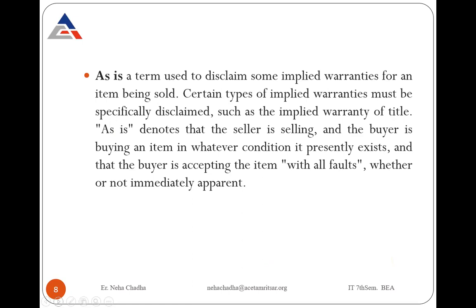Now comes the term as-is and to-be. As-is is your existing system, the system which is working right now. As-is is a term used to disclaim some implied warranties for an item being sold. Certain types of implied warranties must be specifically disclaimed, such as the implied warranty of title. As-is denotes that the seller is selling and the buyer is buying in whatever condition it presently exists, and the buyer is accepting the item with all faults, whether or not immediately apparent. That means whatever is in your system, whatever the warranty associated with your system.